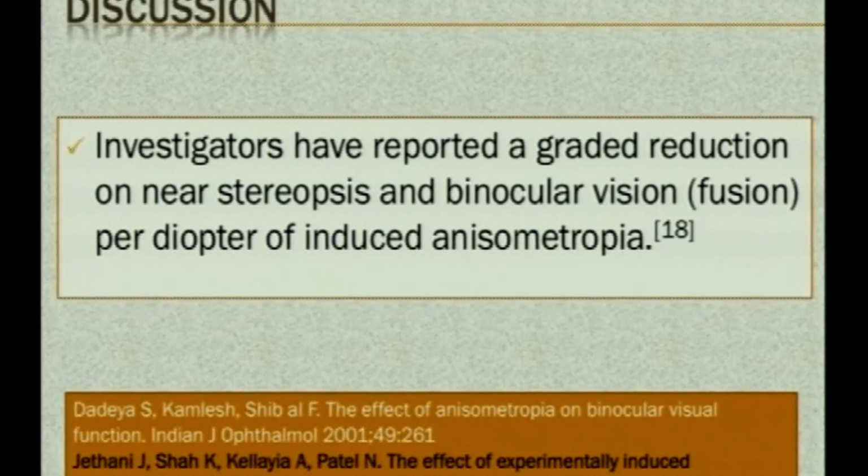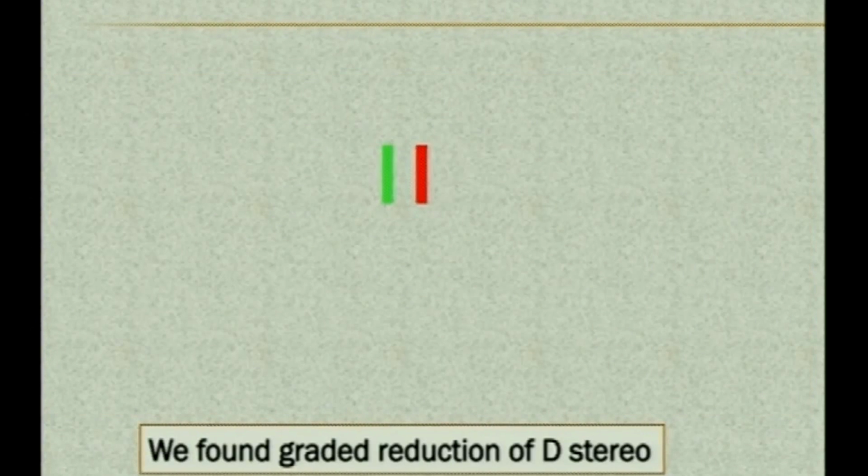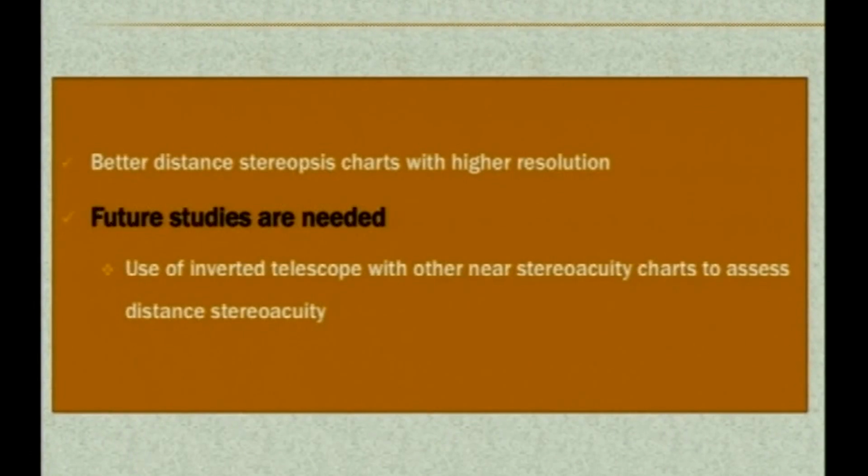Investigators like Dr. Dadia and Jethani in the past have shown that there is a graded reduction in near stereopsis when you create this kind of a blur. And we found this is possible to be simulated if you have a situation where you grade the stereopsis instead of using a fixed chart. So the conclusion overall is one should be using a distance stereopsis chart, which I just showed you, which has gradable stereopsis, and future studies are needed to find whether the inverted telescope system can be combined with other near stereo acuity charts like the Randot test or the Worth four-dot test to assess distance stereopsis.